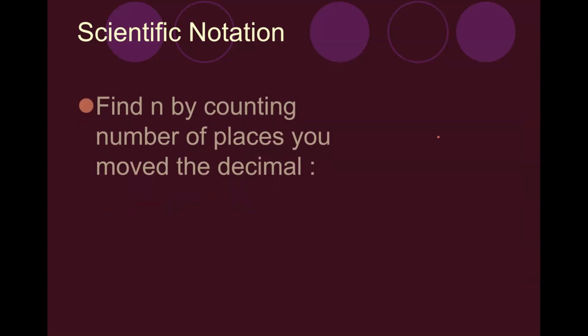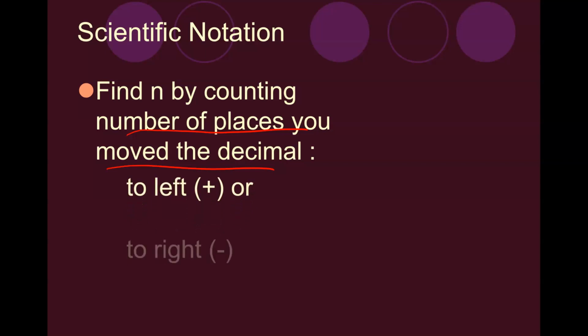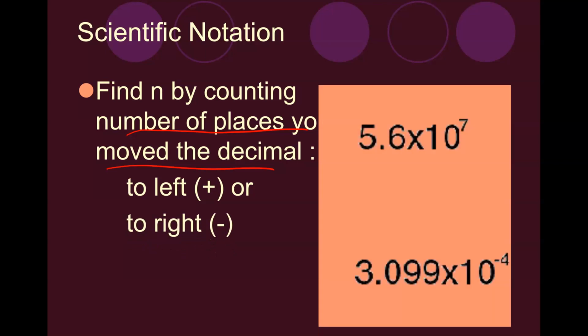So this number will be negative and this number will be positive, because this is a large number, and this is a small number. So we find the N by counting the number of places you move the decimal and include the plus sign or the negative sign if needed. So if we move to the left, it's positive, or to the right, it's negative.